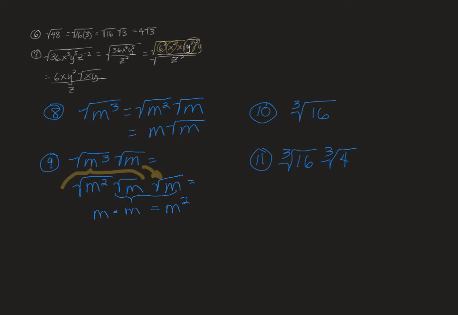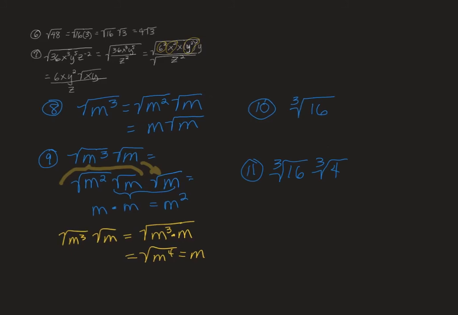Could we have gotten that a different way? Yep. m cubed square root of m is the same thing as the square root of m cubed times m, or the square root of m to the 4th, which is equal to m squared. Either method will get you there. You're just applying the rules that we've been learning in slightly different ways.